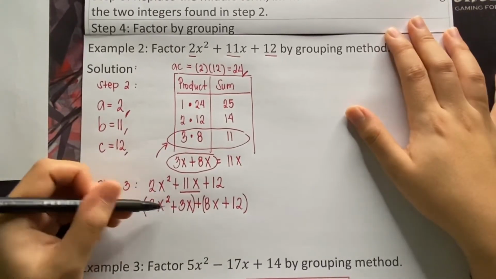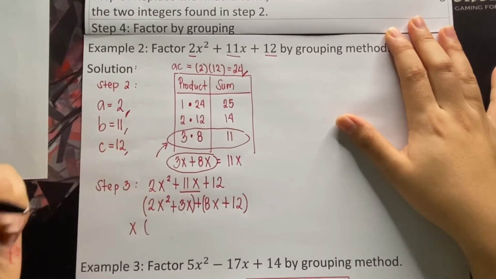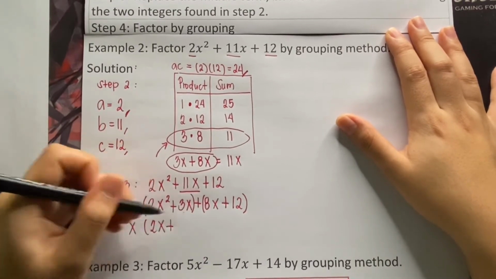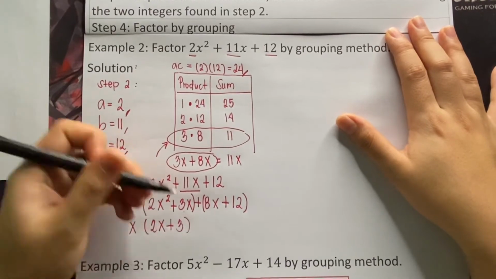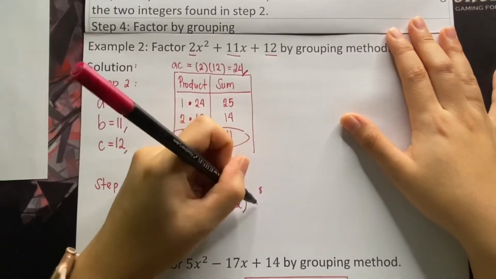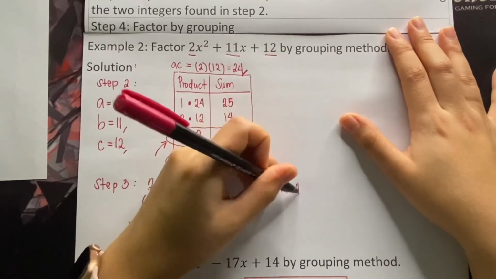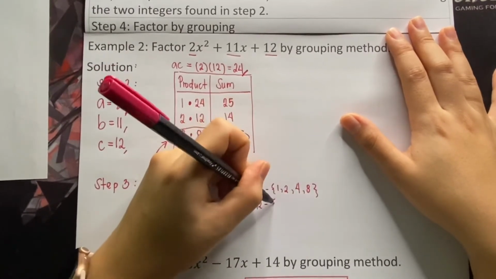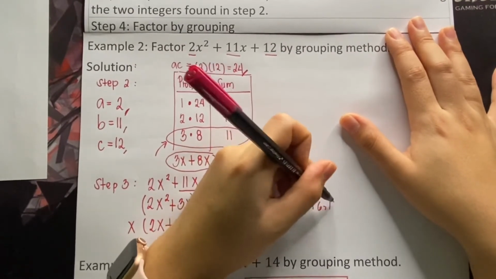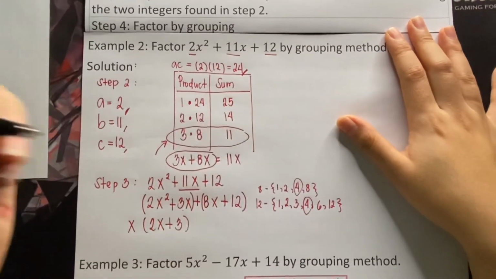Then factor out. Ano yung common factor sa dalawang term? X. So, 2x squared divided by x, 2x. Plus 3x divided by x, 3. Factor ng 8 and 12. Factors of 8 are 1, 2, 4, 8. Factors of 12 are 1, 2, 3, 4, 6, 12. So, anong greatest common factor nila? 4. So, factor out 4.